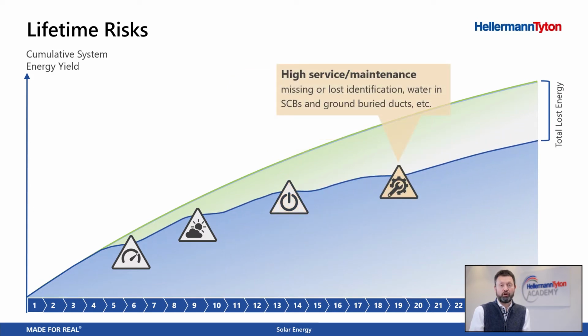And moving further on, you might also face unplanned maintenance, like water in your solar combiner boxes, or cable ducts buried in the ground that are full of water, and the cables are degrading, which has not been planned for. Maybe even lost identification because the markings are not readable after 10 years of operation of this plant.